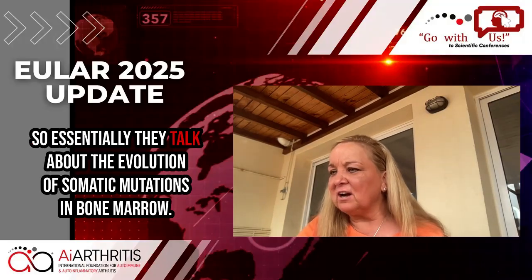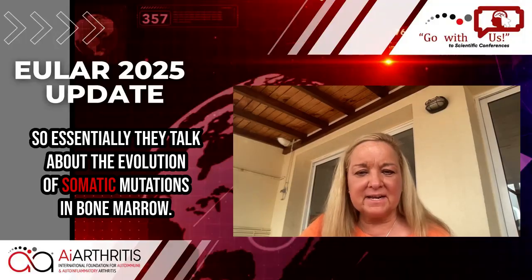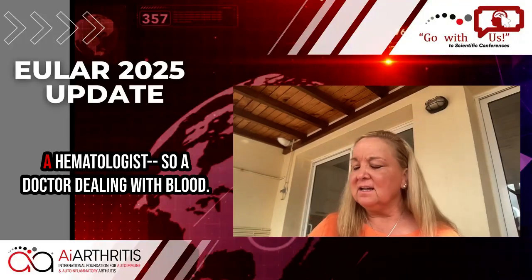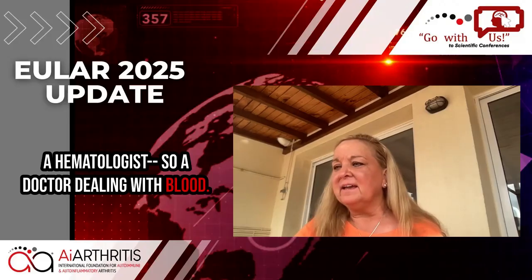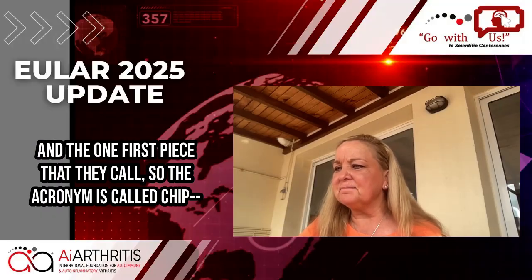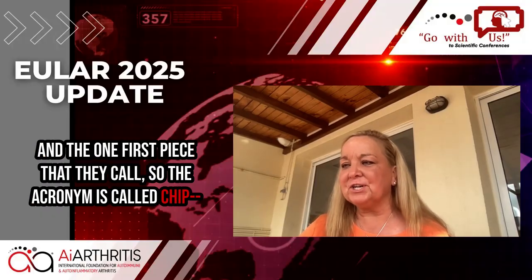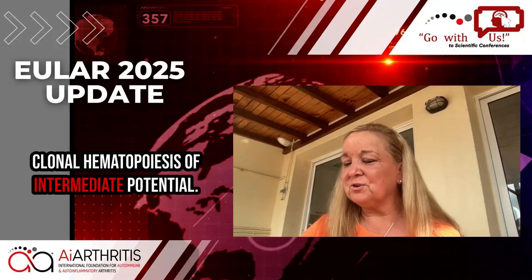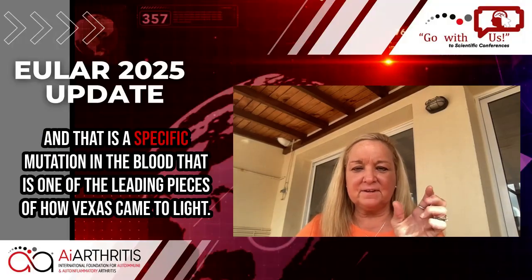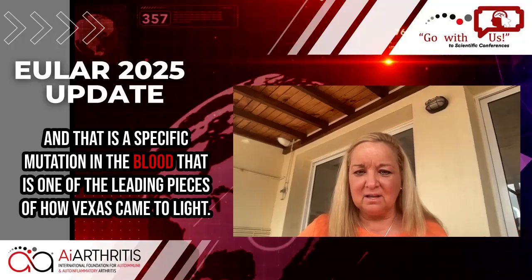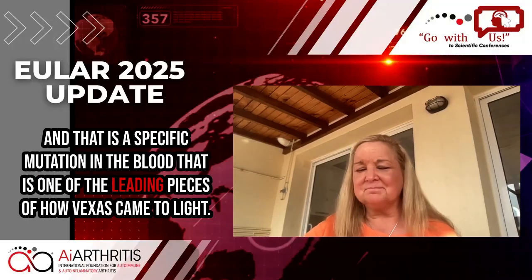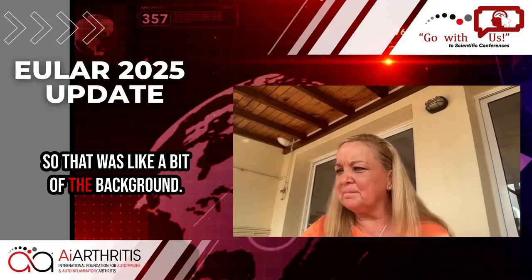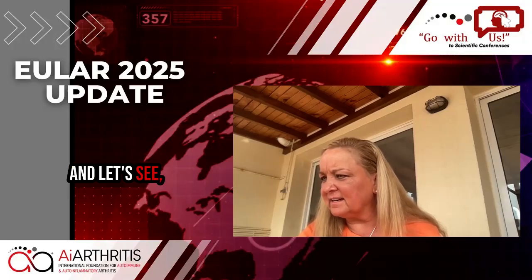So essentially, they talk about the evolution of somatic mutations in bone marrow. And I believe the man that was talking was a hematologist, so a doctor dealing with blood. The first piece that they call it, the acronym is CHIP, clonal hematopoiesis of intermediate potential, and that is a specific mutation in the blood that is one of the leading pieces of how VEXAS came to light. So that was a bit of the background.